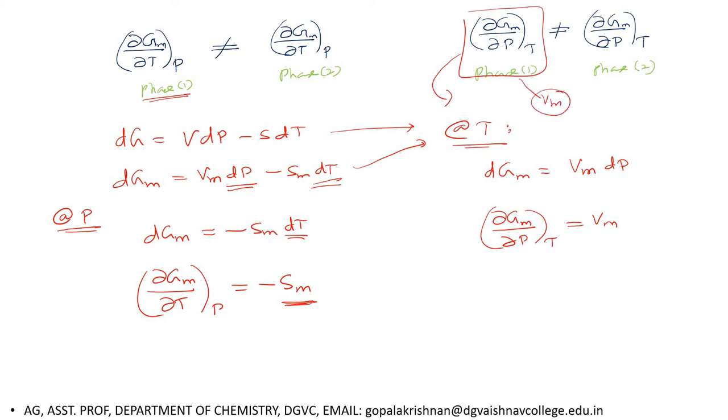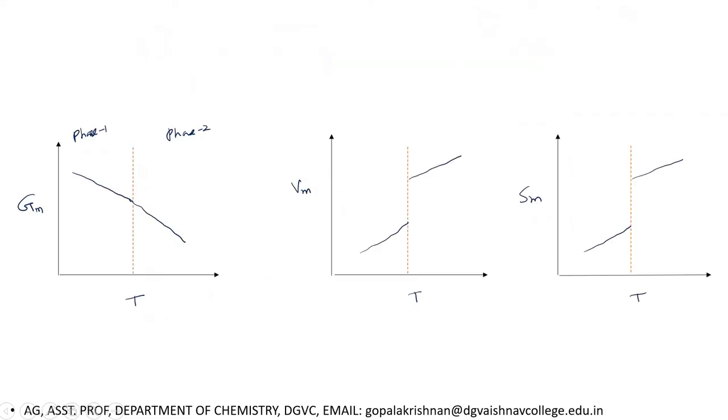So if the molar volume of the substance in phase 1 and the molar volume of the substance in phase 2 are not equal at equilibrium, then we call that phase transition a first order phase transition, right? Okay, so let me give this information in a graphical manner.